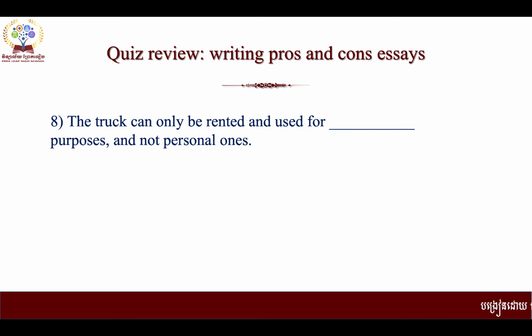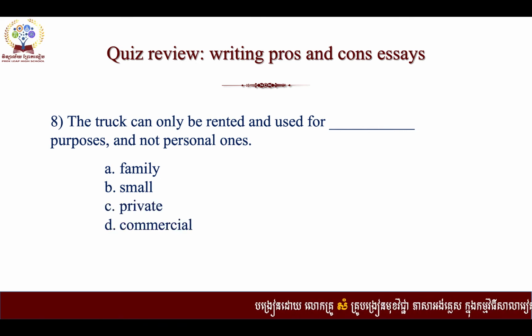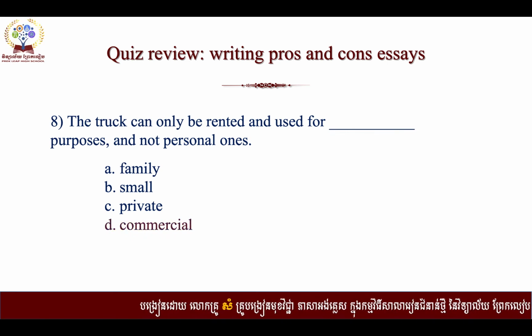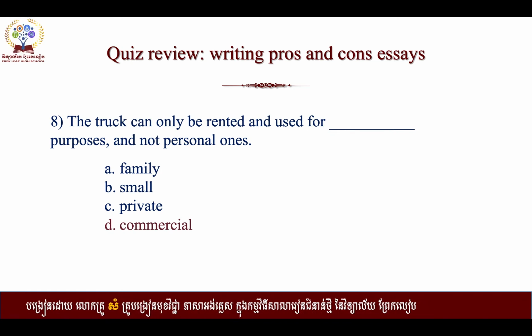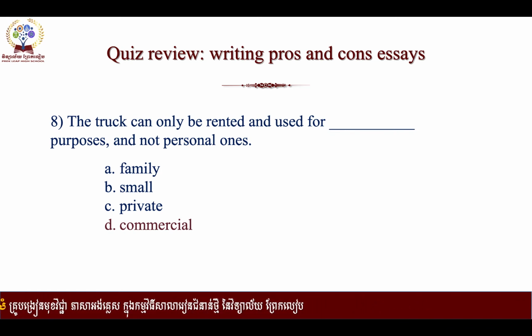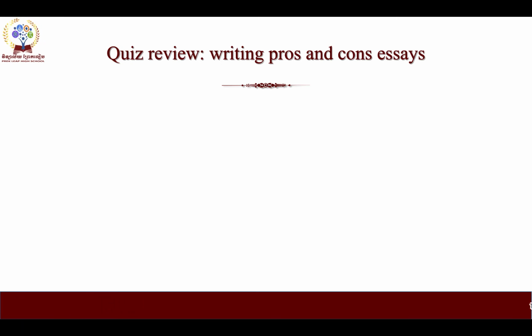The truck can only be rented and used for blank purposes and not personal ones. So then we have family, small, private, or commercial, and here we know that the answer is going to be commercial, right? Because commercial has to do with selling or buying products, and for economic or business purposes, right? Personal ones are going to be family, small, or maybe private. So commercial is the only answer that is different than the rest.